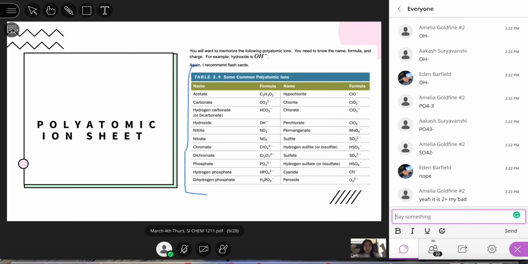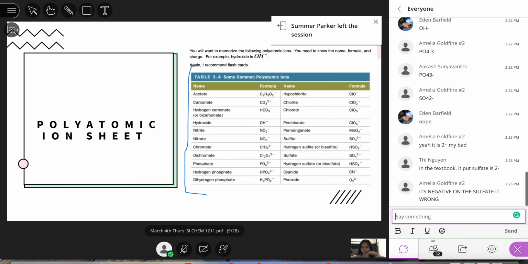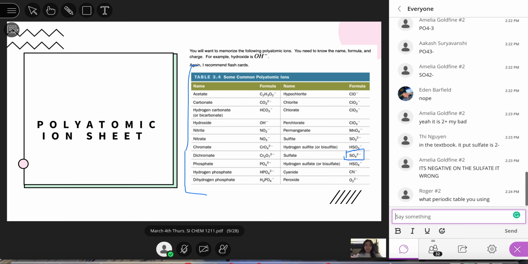I wouldn't say you have to go really, really deep and memorize. Sulfate is 2 minus, because sulfite is also 2 minus. Oh, okay. Guess it's negative then. My bad. Then where did I get that from? Okay, then I guess that one's negative then. My bad. Okay. Anything else?